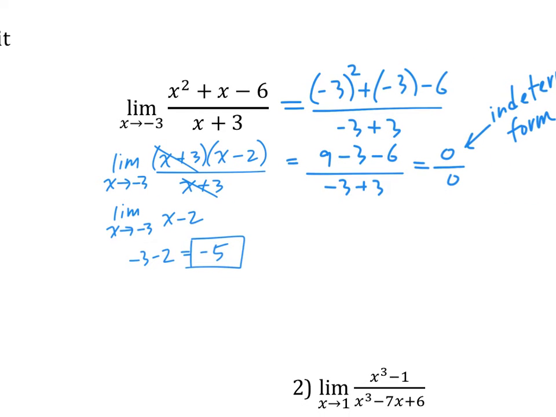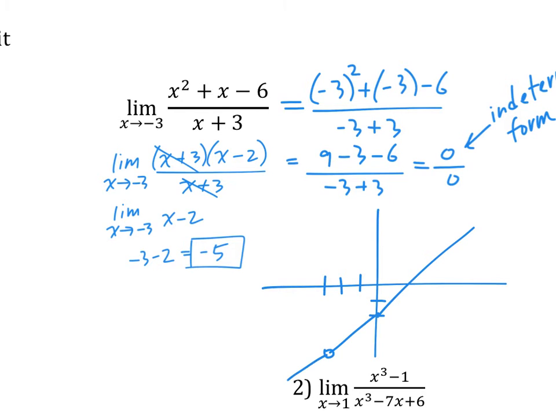Now, if you graph this on the graphing calculator, you'll see that the graph looks something like this. When we are going to negative 3 from both sides, y is going to negative 5. So there's a hole. When you get a 0 over 0, I would say maybe 80% of the time you'll see a hole.